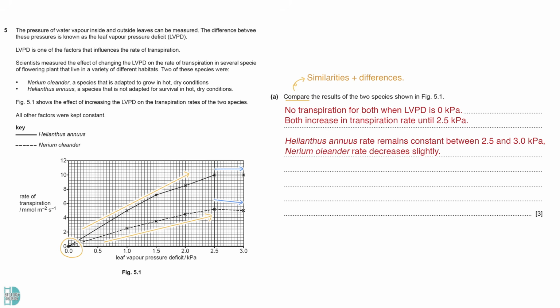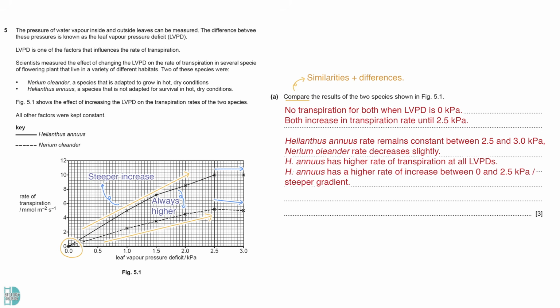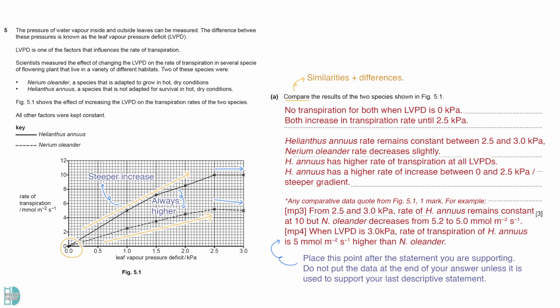However, helianthus rate remains constant after that. Nerium's rate decreases slightly. Overall, helianthus always has a higher rate of transpiration. It also shows a steeper gradient. Any comparative data quote from figure 5.1 will give you a mark.